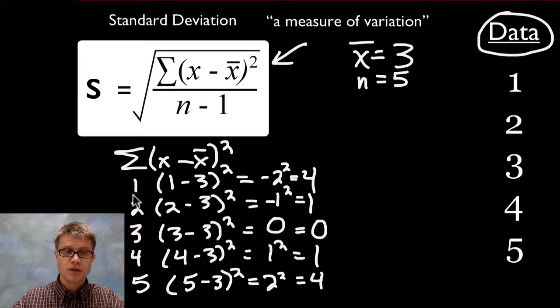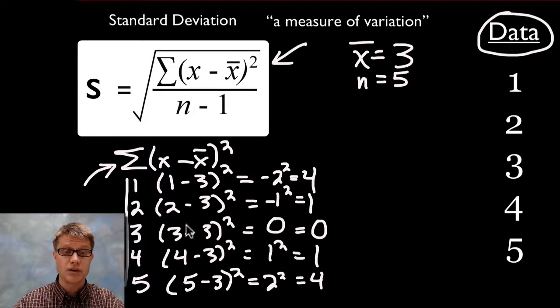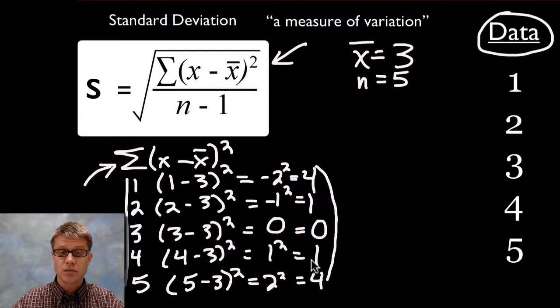And so if you ever see the summation sign, don't be scared by that. It's not scary at all. It just means you've got to do a lot of work. So for each of these data points, 1 through 5, I had to calculate what was in there, and then I have to add it all up. So I have to add 4 plus 1 plus 0 plus 1 plus 4, and if I add all those up, I get 10. And so what's going to be inside there? It's simply going to be 10.